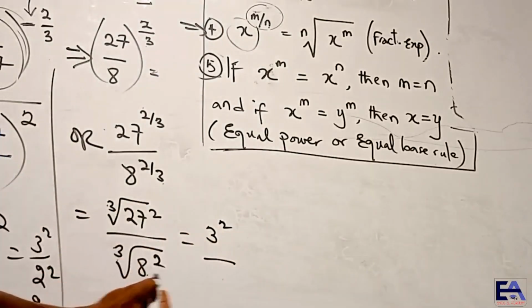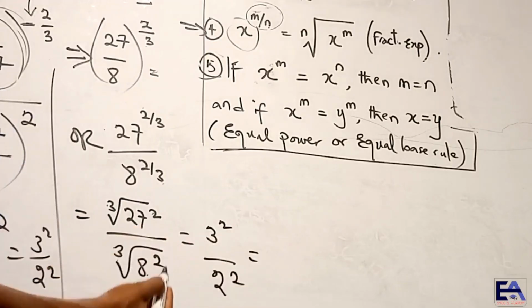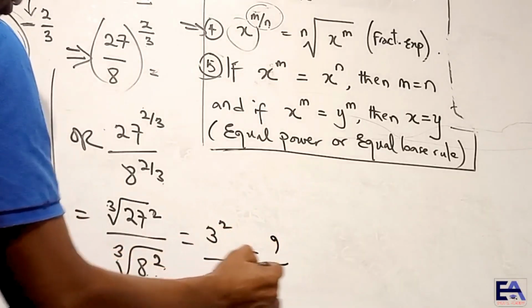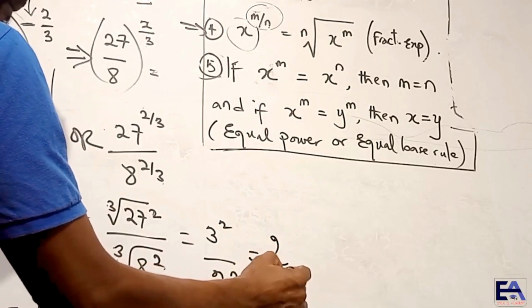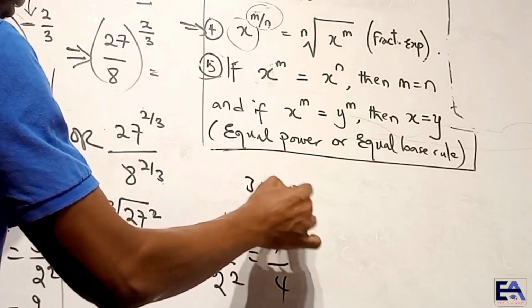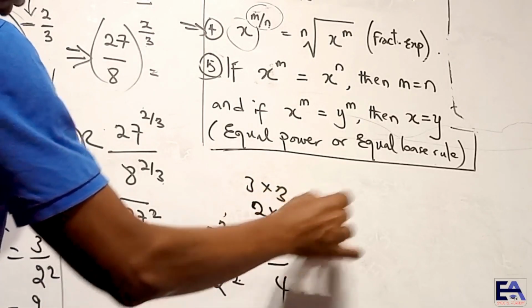2. The cube root of 8 is 2, then raised power 2. This power 2 that's out here, so the cube root is gone. So 3 times 3 is 9, 2 times 2 is 4. That means 3 raised power 2 is 9, that is 3 multiplying itself twice. And then 2 raised power 2 is 4, that is 2 multiplying itself twice.